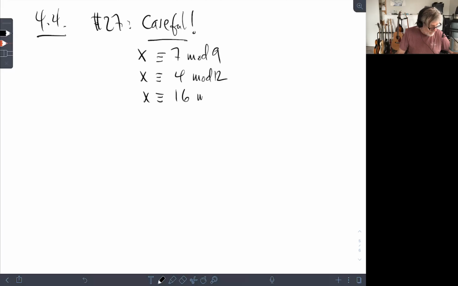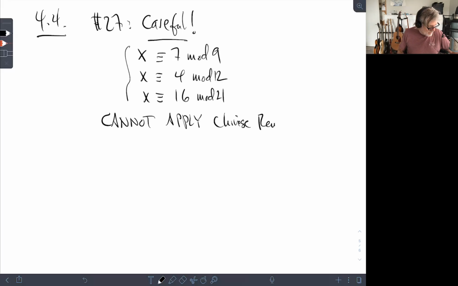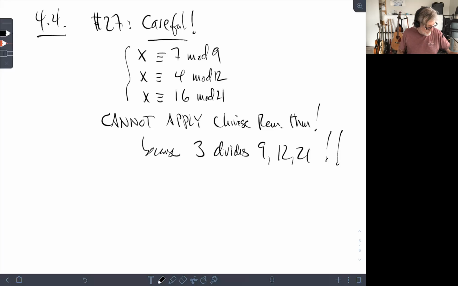We're looking for x congruent to 7 mod 9, x congruent to 4 mod 12, and x congruent to 16 mod 21. I don't want to do this one now because I haven't even discussed the straightforward case. So we cannot apply the Chinese remainder theorem, because if you look at 9, 12, and 21, they're all divisible by 3, right? So 3 divides 9, 12, 21. The theorem as stated does not apply.